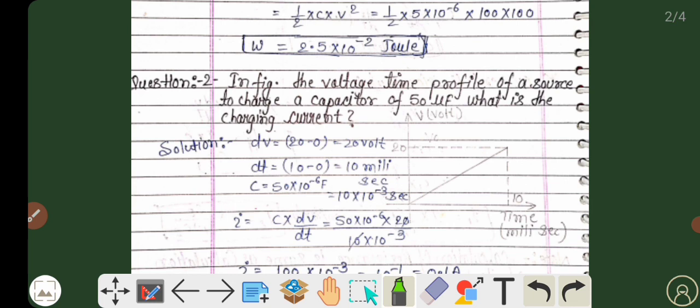And for the calculation of current, as we know, its value is equal to c into dv by dt. Now the value of capacitance is given, but we have to calculate the value of dv and dt, meaning change in voltage and change in time. According to this graph, the change in voltage dv: the voltage is changing from 0 to 20. So the value of dv will be 20 minus 0, that is 20 volt.